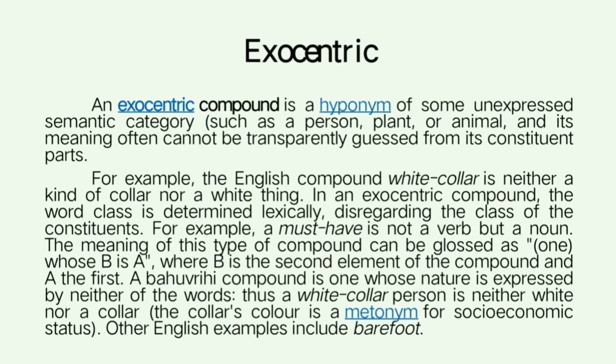The second is exocentric atau exocentris. An exocentric compound is a hyponym of some unexpressed semantic category such as a person, plant, or animal, and its meaning often cannot be transparently guessed from its constituent part. For example, the English compound white color is neither a kind of color nor a white thing. In an exocentric compound, the word class is determined lexically disregarding the class of the constituent. For example, a must-have is not a verb but a noun.